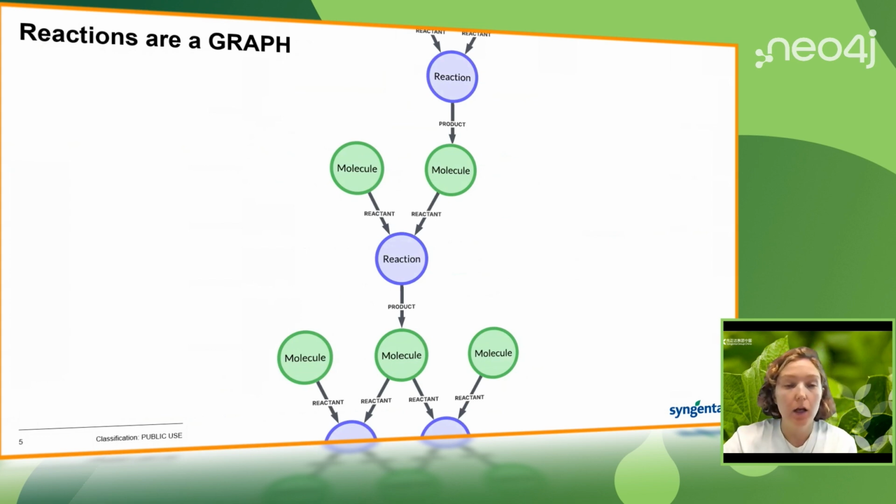So why does this matter? Chemists don't ask the question, show me reaction number 135. They want to know how can I get from molecule A to molecule C while avoiding intermediate B, because I don't like it. And this is what graph representation excels at.